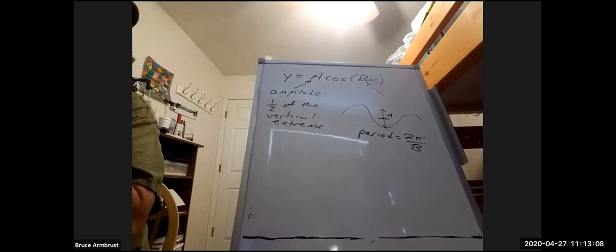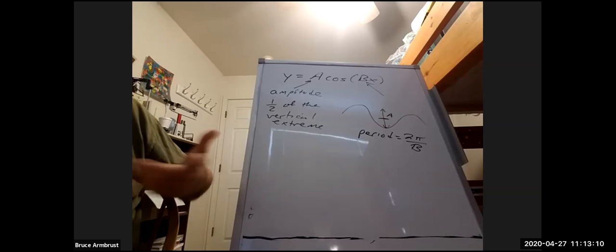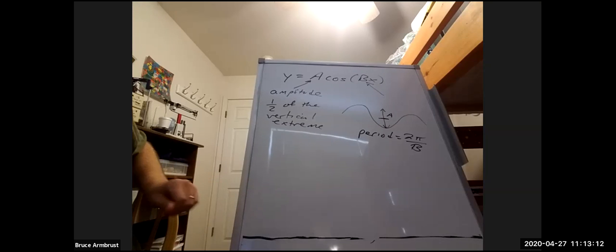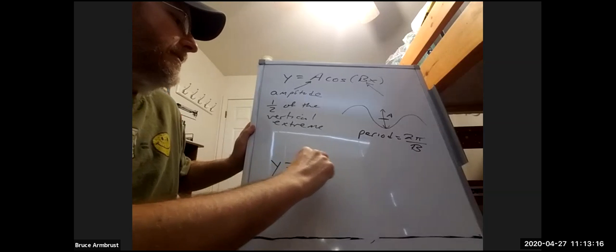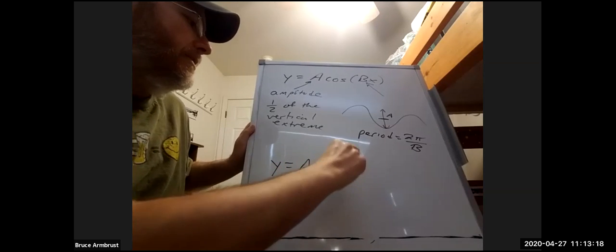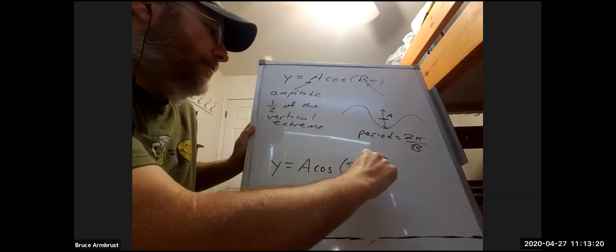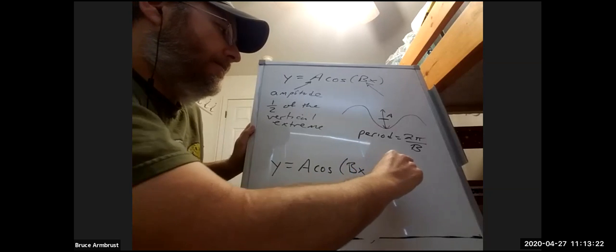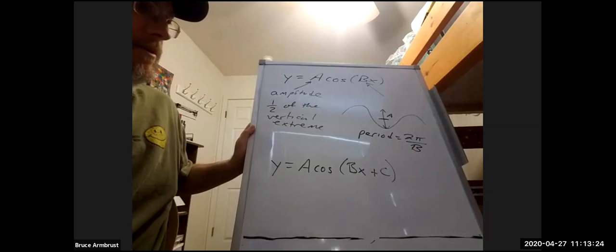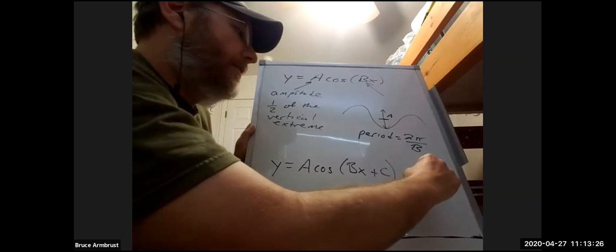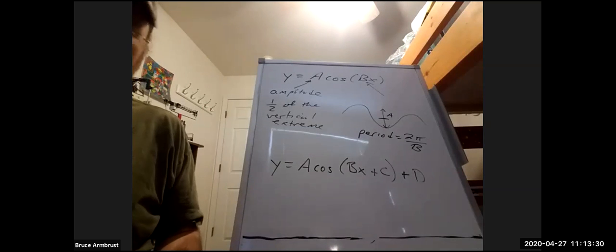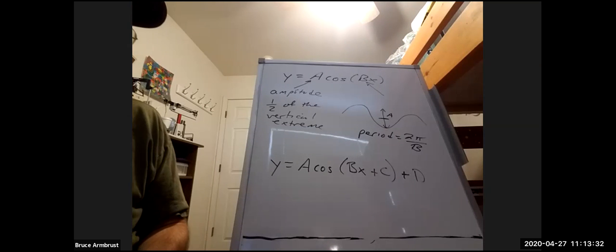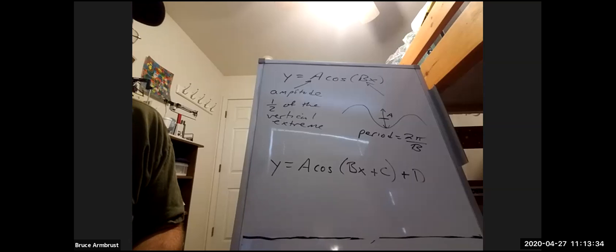So what we're going to do to this is we're going to include the potential shifts. And so our form now, instead of just being a cosine of bx, I'm going to put here bx plus c inside the cosine, and then plus D on the outside. And so this now allows for shifts.